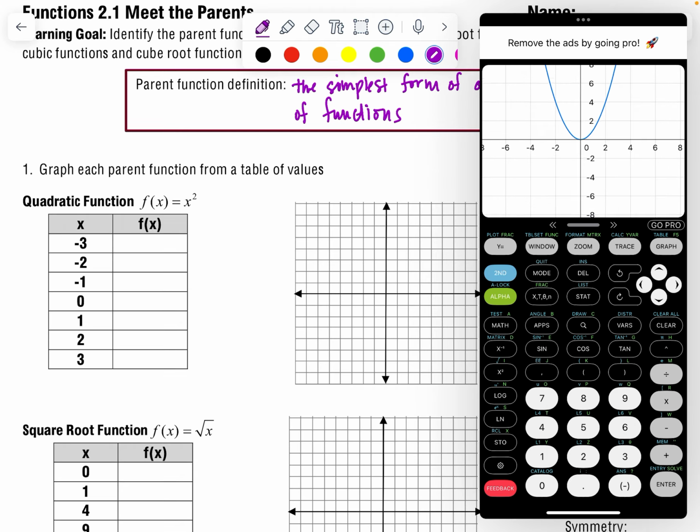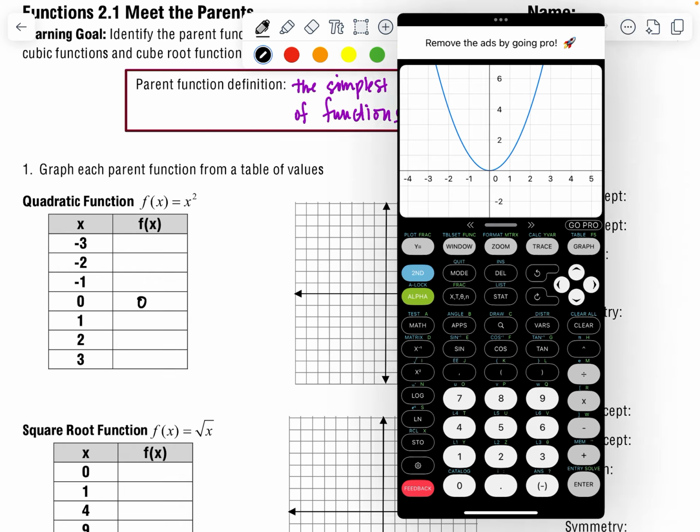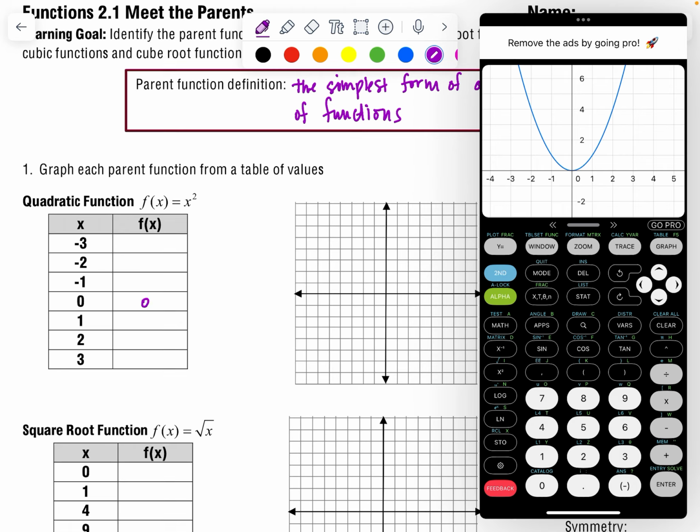And that should happen. You could always zoom in. You could see all the values. And you could see that it goes through the origin at 0, 0. And that's what should happen for all of these parent functions. For the most part, it will go through 0, 0. And hold on, let me switch this out. So 0, 0. If we want to, we could actually just plot the points and do them algebraically.